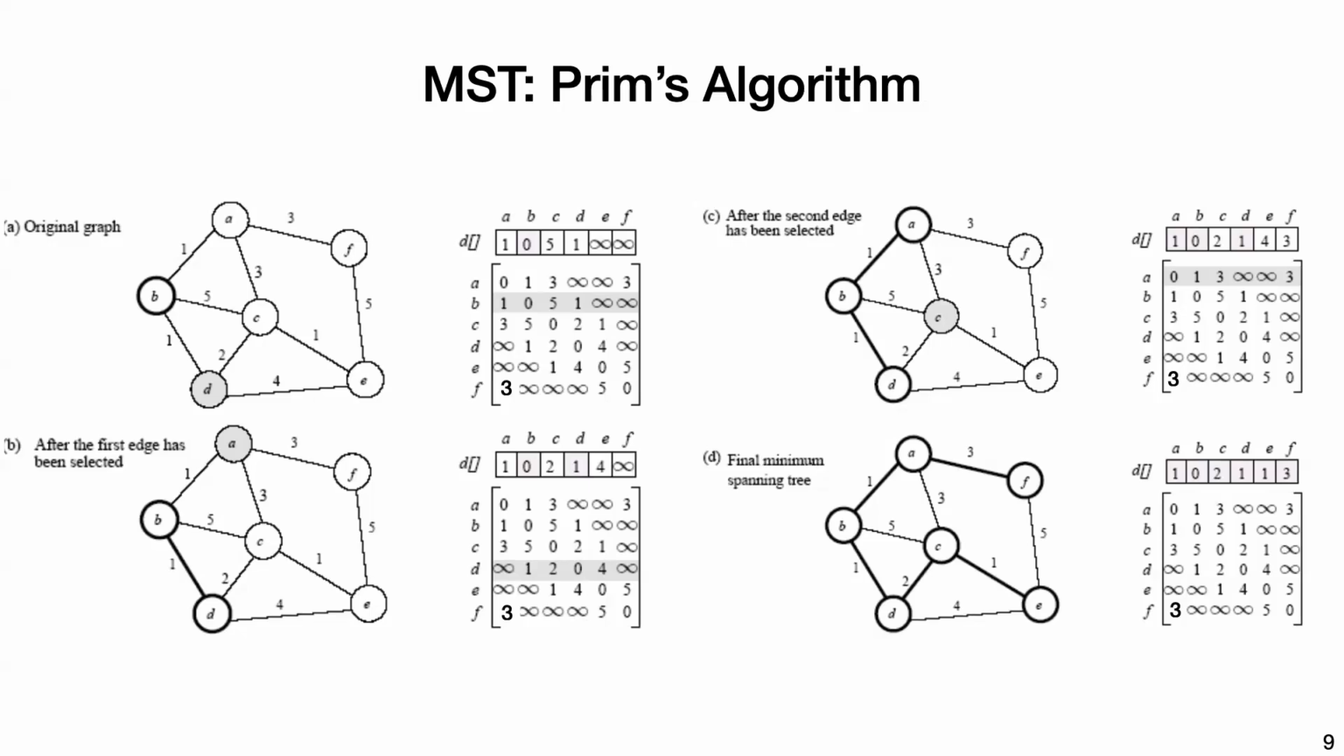Then we just keep repeating that. So next we would add A, because A has the minimum distance. And finally, this is our spanning tree. Questions?